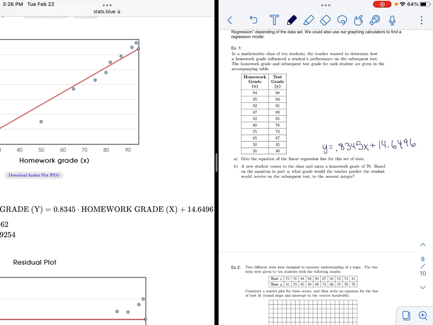But what we really want to be able to do is predict outcomes with it. So if a new student comes to the class and earns a homework grade of 78%, based on the equation in part A, what grade would the teacher predict that they would receive on the test? So because homework grade is X, for X I'm going to plug in 78.